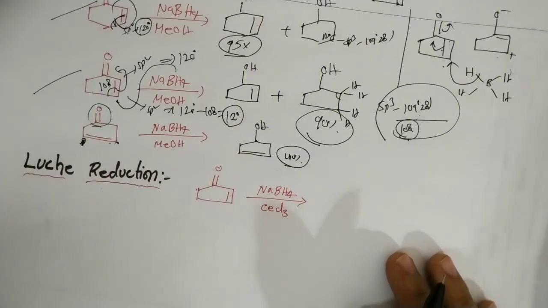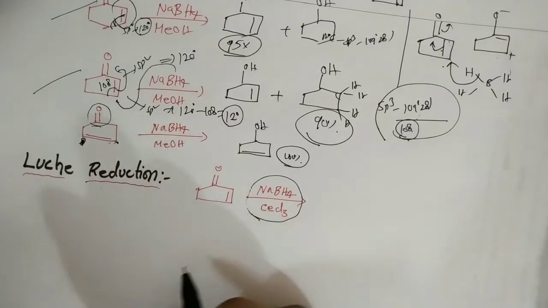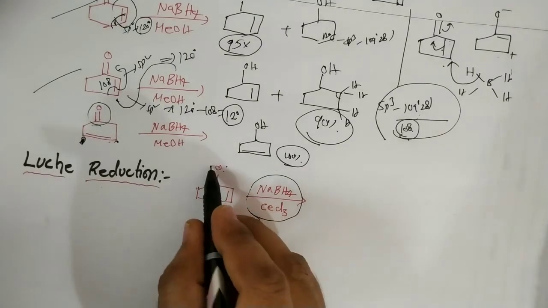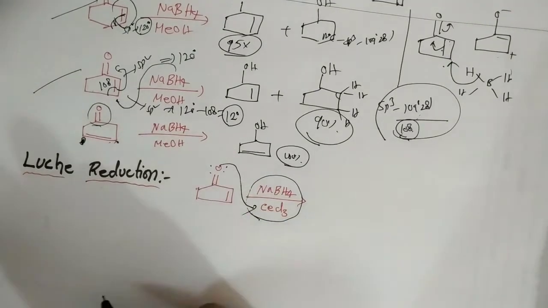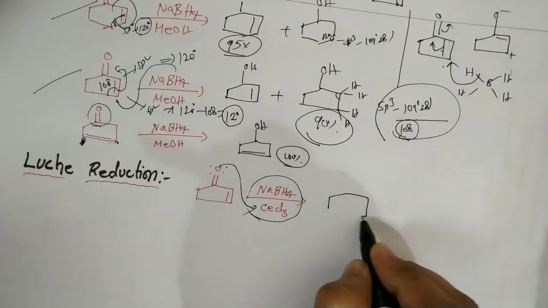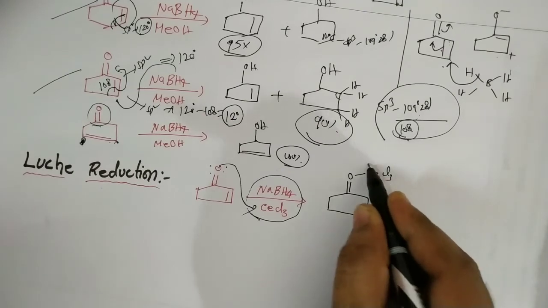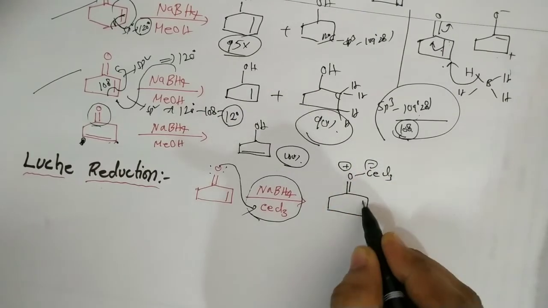And next, the Luche reduction. What is this Luche reduction? Here we use sodium borohydride and cerium chloride. First of all, the cerium chloride forms a complex with the carbonyl oxygen. The cerium has vacant orbitals, so that's why here we have oxygen, cerium Cl3, negative charge here, positive charge here, and this pi bond.